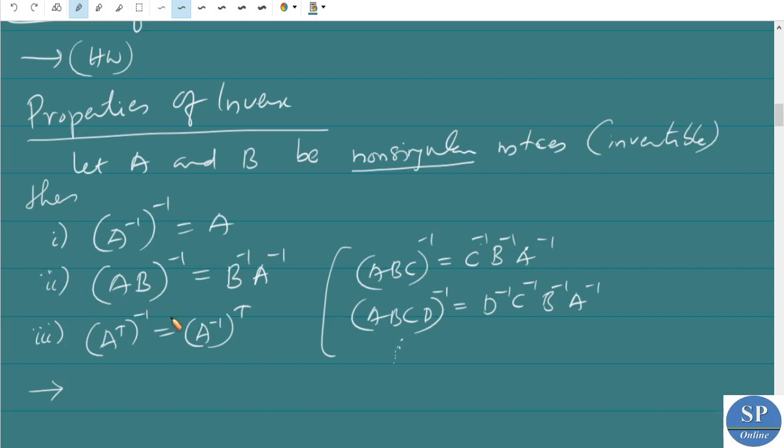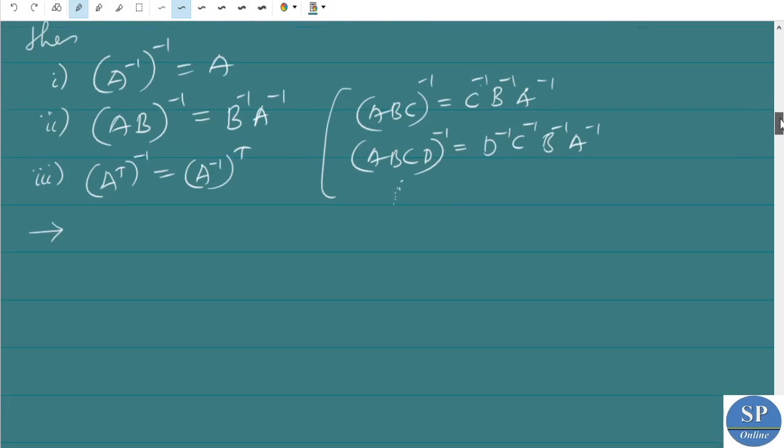Now the first case: we have to prove that (A inverse) inverse is A. We know the definition of the inverse: B is the inverse of A if AB equals BA equals I. So to prove the first one, that is, to prove that (A inverse) inverse is equal to A, it is enough to prove that A into A inverse is equal to A inverse into A, which is equal to I.